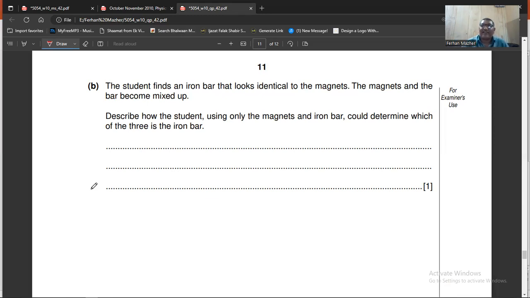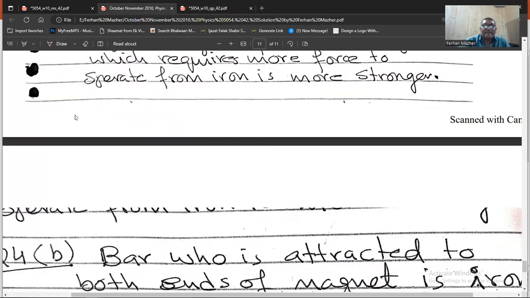So if a bar is repelled by a magnet, that shows that this bar is a magnet. If the bar is attracted to a magnet, it does not mean it is also a magnet. It can be a magnetic material. So repulsion is the actual test.